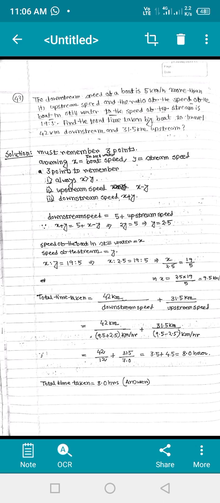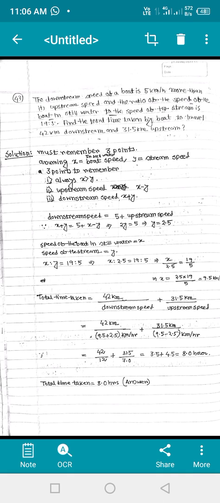If we assume x equals the boat speed in still water, which means there is no disturbance created by water, this is the exact speed of the boat. And y equals the stream speed. This does not include the boat speed, just only the stream speed, how fast the stream flows.